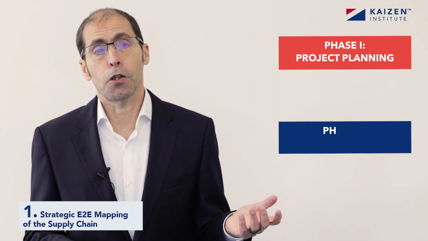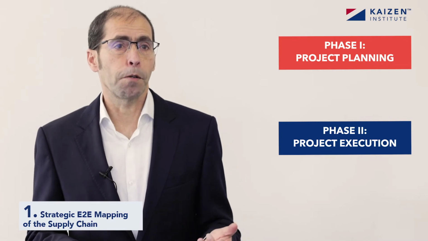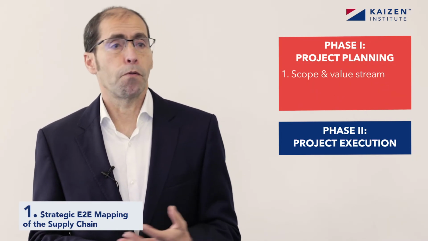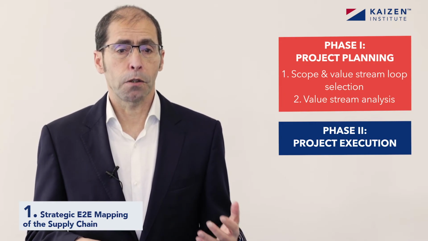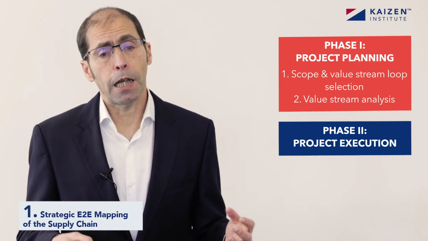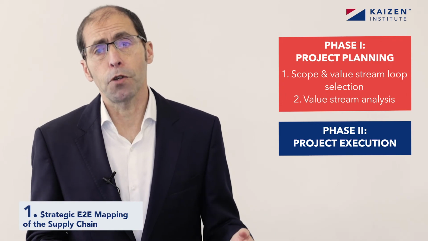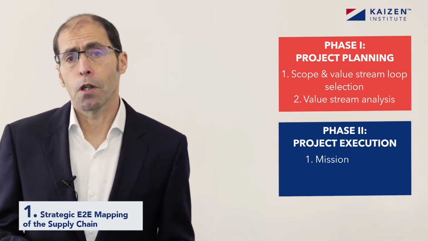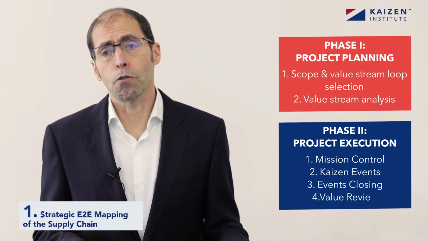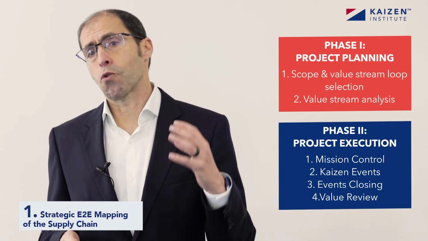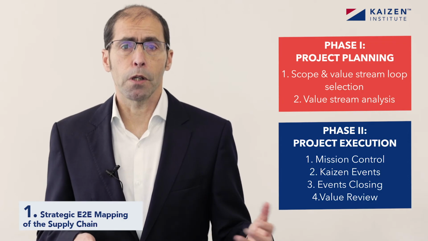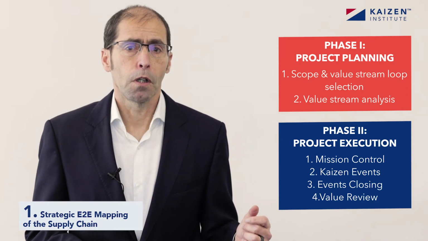We do it with a project planning phase and an execution phase. Project planning is a scope and value stream loop selection, and then we do value stream analysis. So we do a current state, we do team education and training on new paradigms, and then we develop a future state Kaizen vision. Then we execute with Kaizen events, with a mission control room. We close the events, being sure that they give results, and then we review that value.